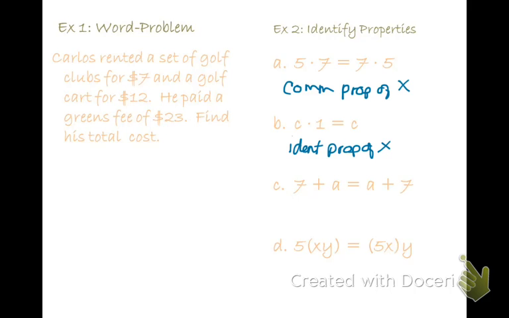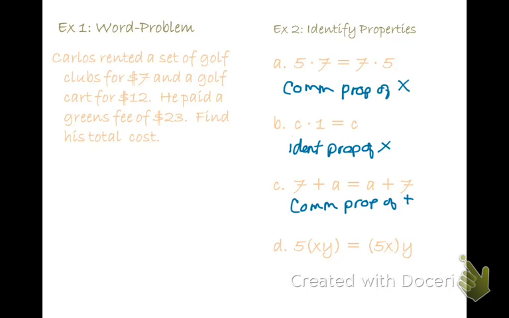How about here? I have 7 plus A equals A plus 7. Again, I switched it around. So it's the commutative property of, this time it's addition because it's a plus sign.